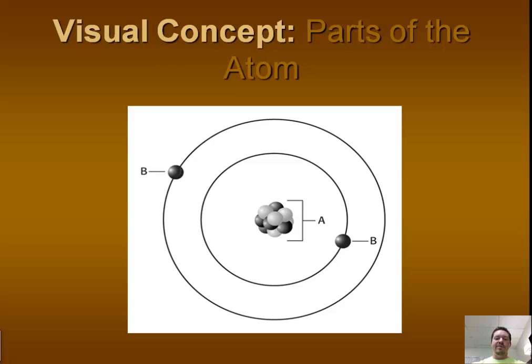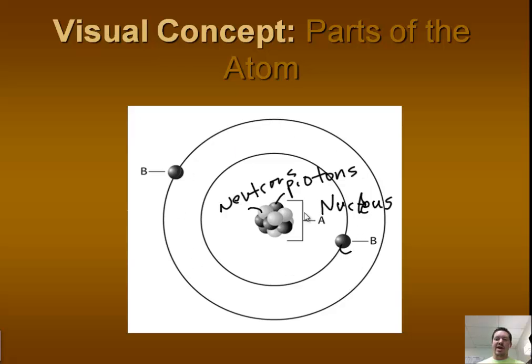So here's a visual to see what we're talking about. We've got the nucleus here. These darker spheres are the protons, and these are the neutrons. And then we represent the electrons out here on these rings.